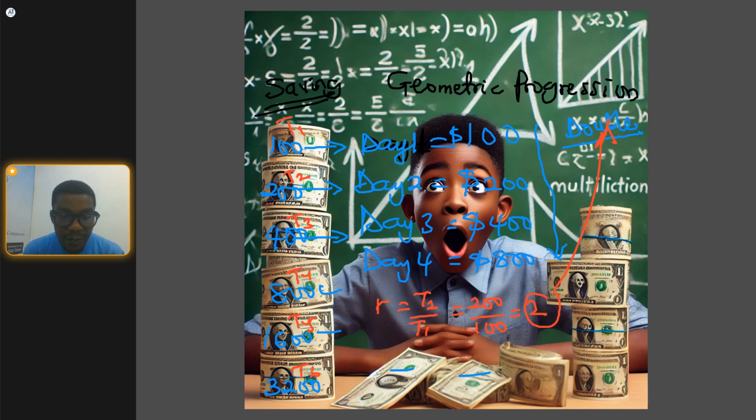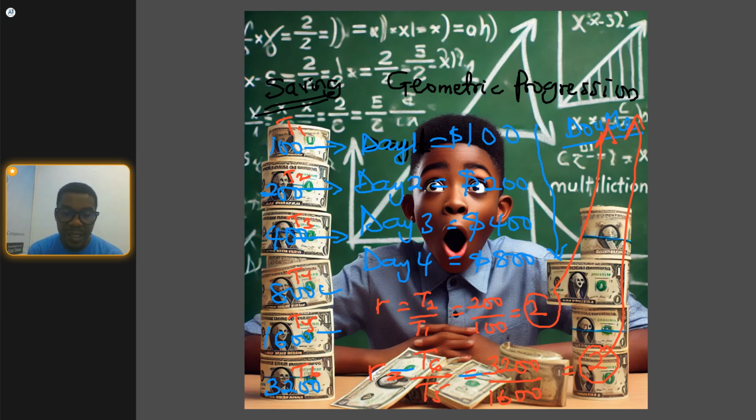Now, let's take T5 and T6. So, common ratio is T6, we have the highest, over T5. T6 is 3,200 and T5 is 1,600. When you divide this, we still have what? 2. Still what? The doubling system. So this is actually a perfect example of geometric progression.